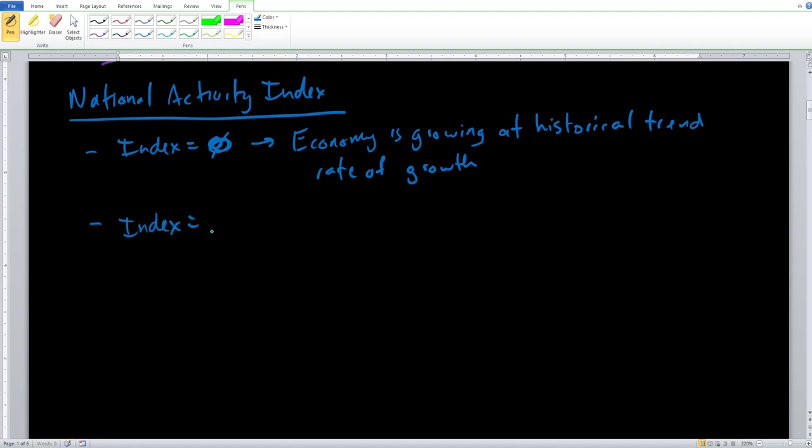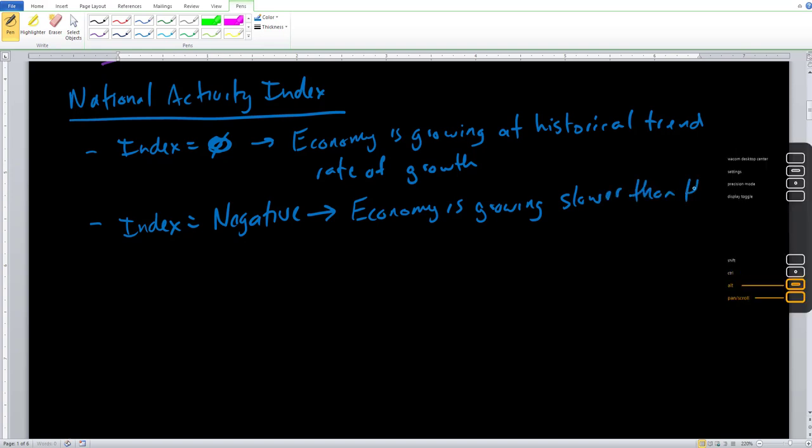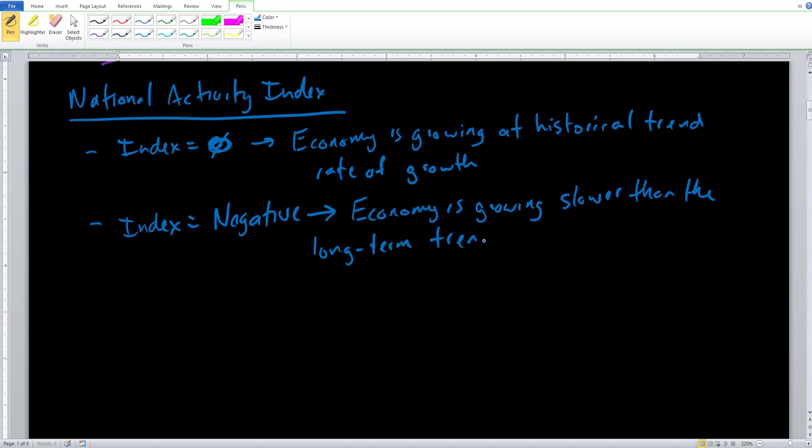What happens if the index becomes negative, however? If the index turns negative, that's where we're expecting bad times within the economy. The economy is going to be growing slower than the long-term trend. So this is exactly where we're expecting a slowdown within the economy. And here, if the index ever goes past negative 0.7, that's when we're expecting the recession to happen.